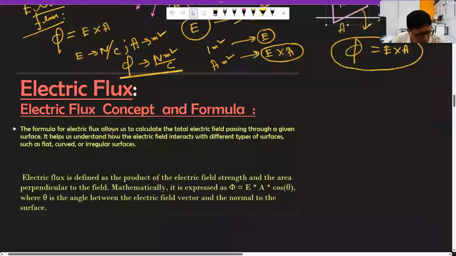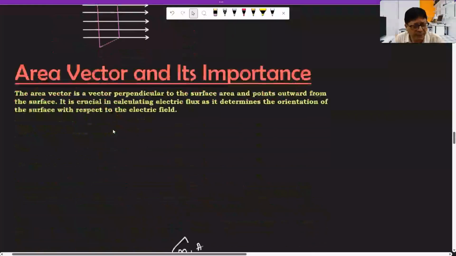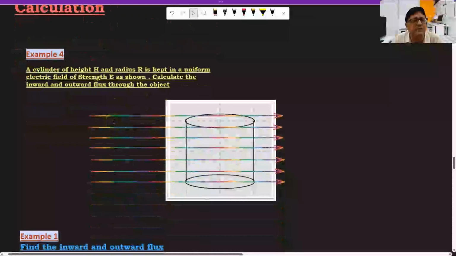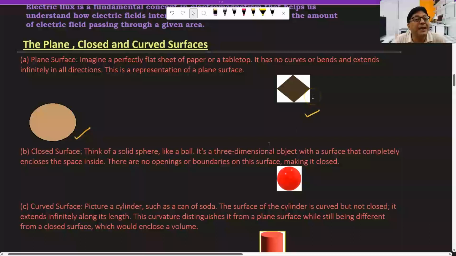So before we do all these things, let us know something about different types of surfaces first. Let me explain different types of surfaces. See, in this diagram, this one and this one are plane surfaces. I mean a perfectly flat sheet of paper or a tabletop I have taken here. They have no curve or bends and extend infinitely in all directions. So these two are representations of a plane surface.